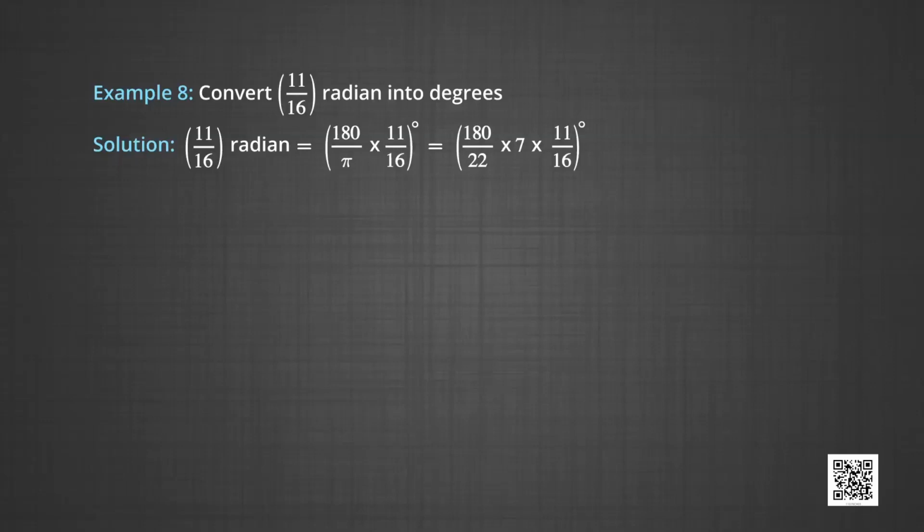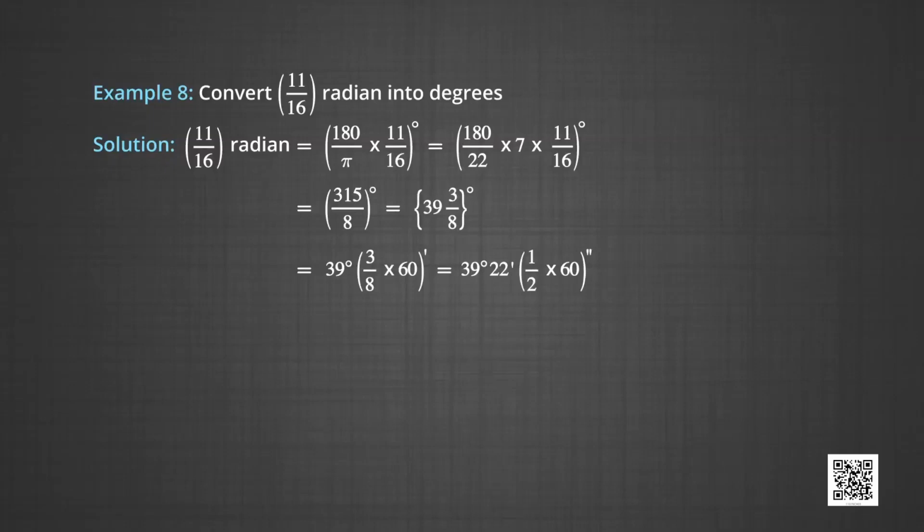After replacing pi as 22 by 7 and on simplification, 11 by 16 radian is equal to 315 divided by 8 degree, which can be written as 39 3 by 8 degree. Now, 3 by 8 is a fractional part which we will convert into minutes.